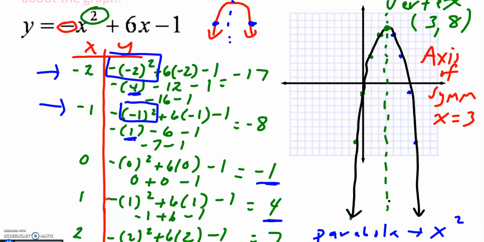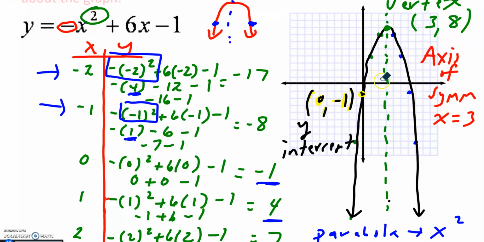Other characteristics of this parabola is a y-intercept here at 0, -1. That yellow is not that great. Let me redo that. 0, -1 would be a y-intercept.